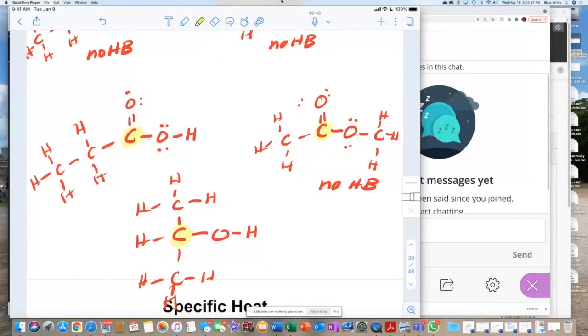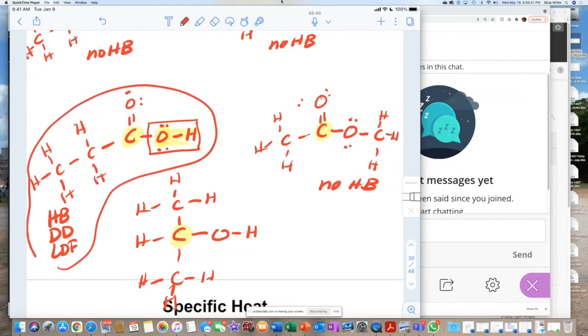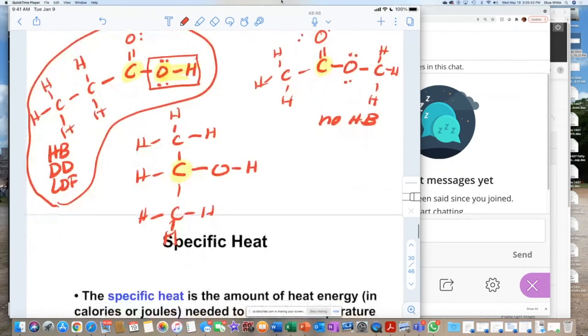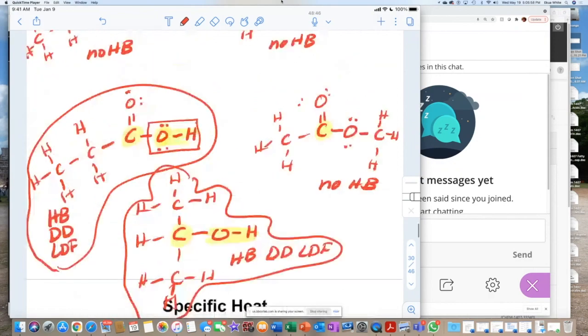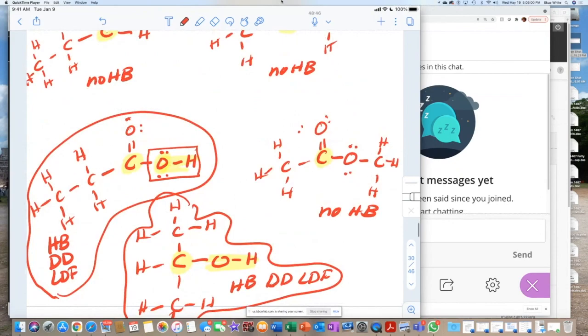Oh, look at that. This is another O. It's attached to an H, so I can finish this one right here. This has a HB, therefore it has a DD, has a LDF. Okay, what about this? Look at that too. This is my alcohol right there. This has a HB, it has a DD, it has a LDF. Okay, so you see that? This one has no HB.